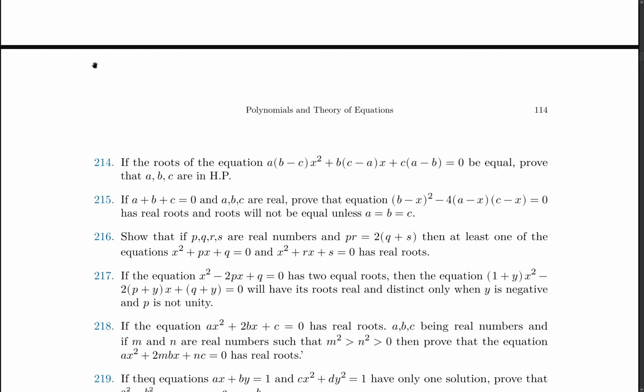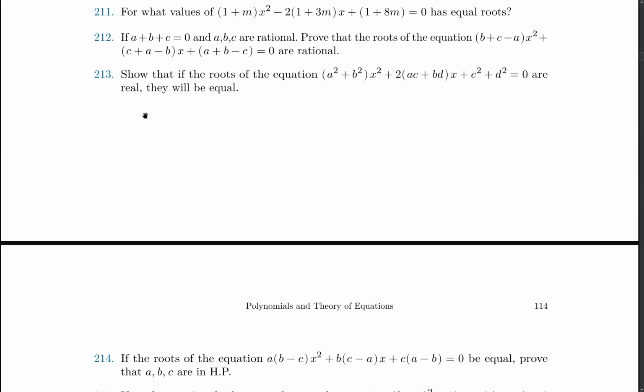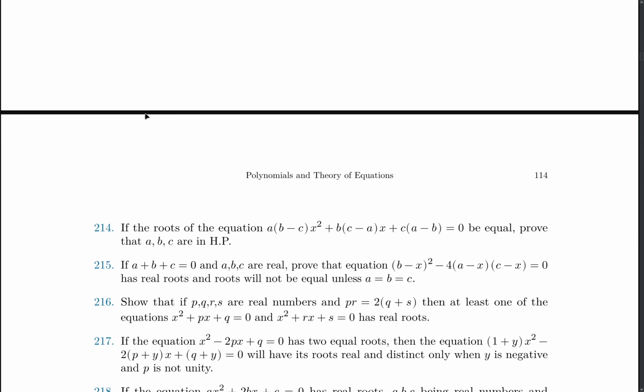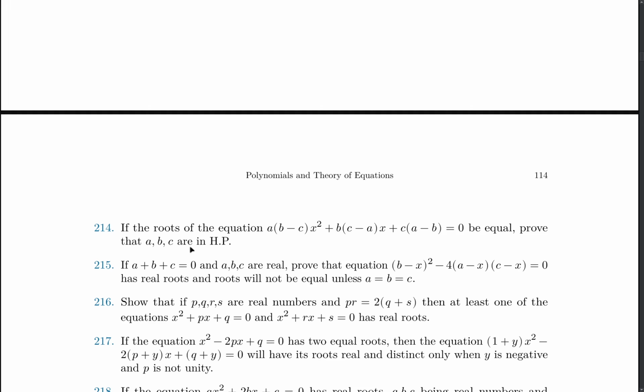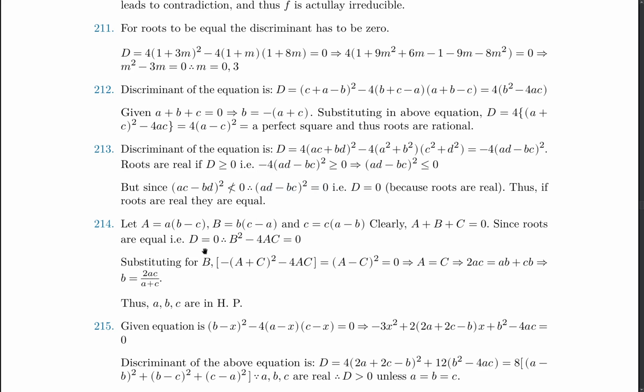A plus B plus C is equal to 0 was which one? 212, okay. Leave it. So what we have is A plus B plus C is equal to 0 from these three, okay? And roots are equal. It is given in the question that roots are equal. So that means discriminant D is 0. Yes, B square minus 4AC is equal to 0.